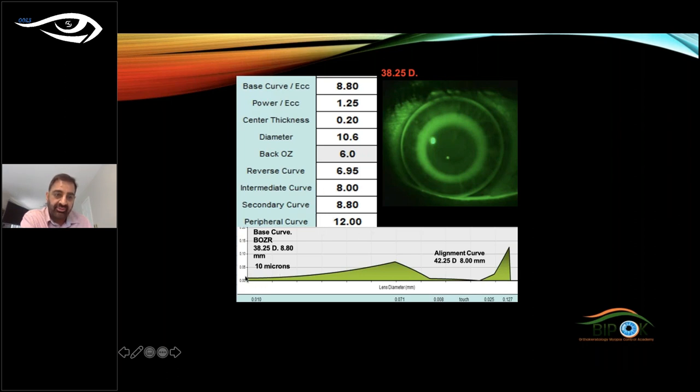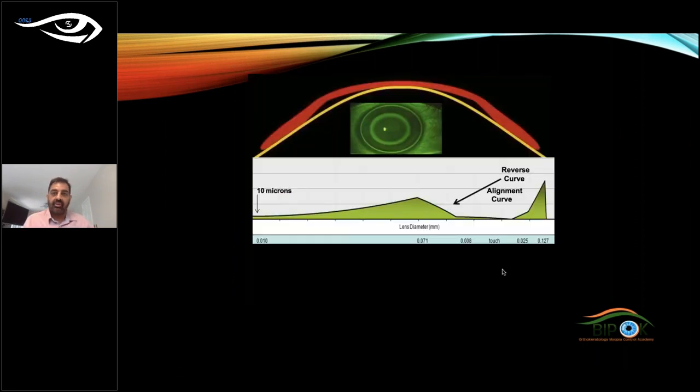So if you look at the actual tiers now, the profile, you can see what's happening. That's the alignment curve area there. So it's actually connecting that reverse curve there and then to the peripheral curve. Again, explaining here. Now, here we are seeing this, that area there is 10 microns.